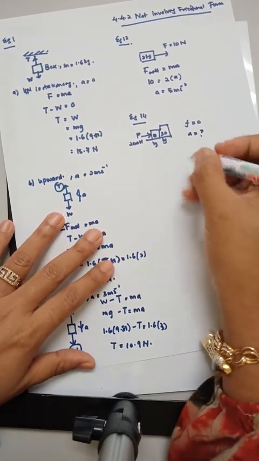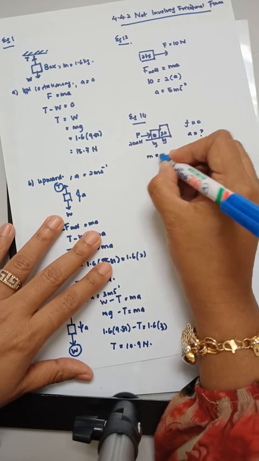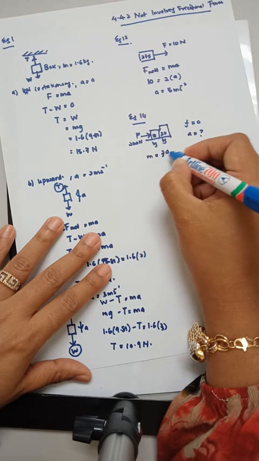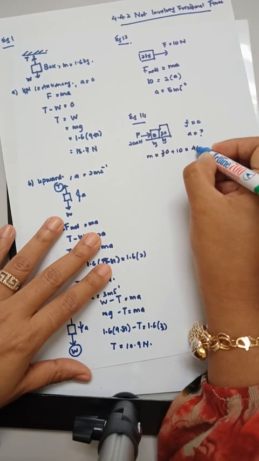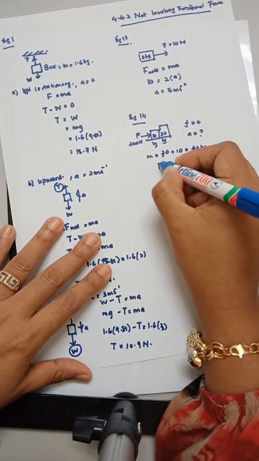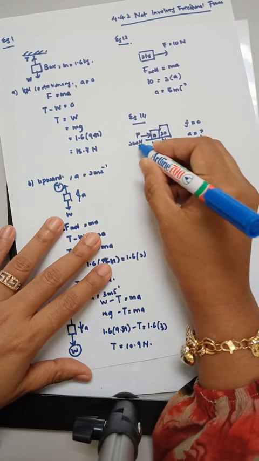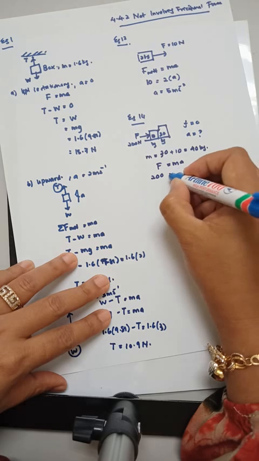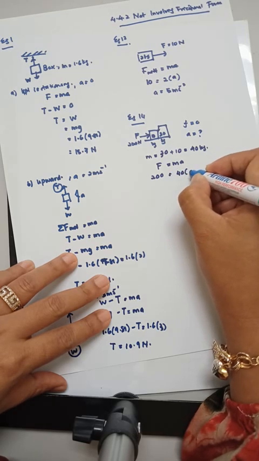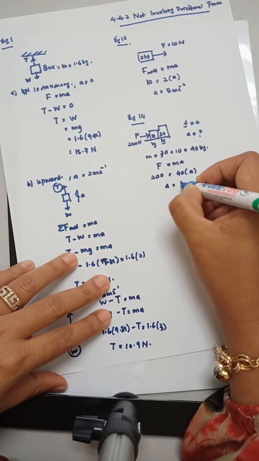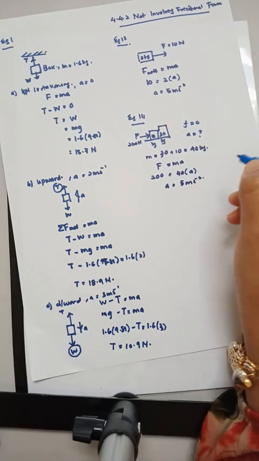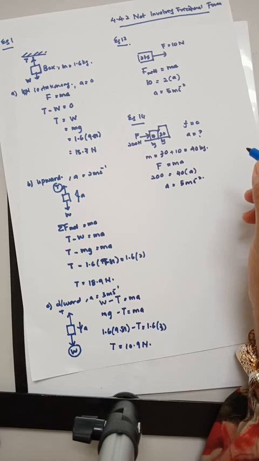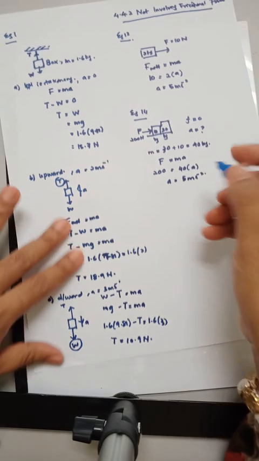Okay. Sekarang ni, kita ada mass. Mass tu kena total lah. So, you ada 30 plus 10. So, you ada 40 kg. So, F will be MA. F ada satu sahaja, 200 sebab dia tak ada frictional force. M is 40 times A. So, 5 meter per second square juga. Okay. Untuk yang example 13.